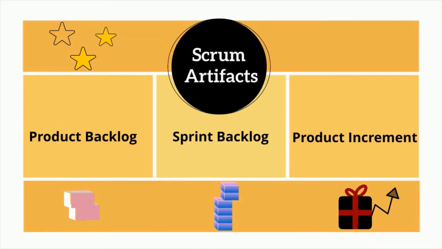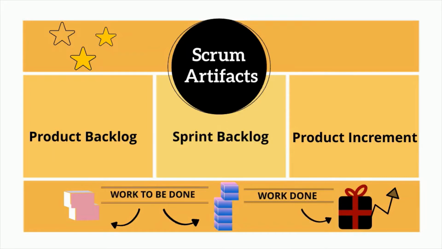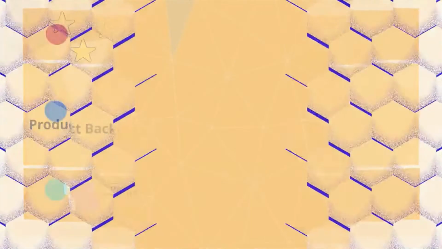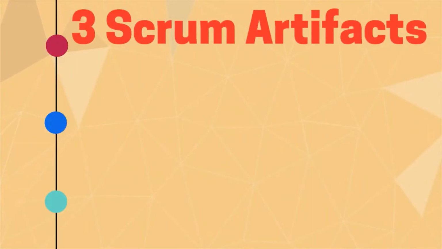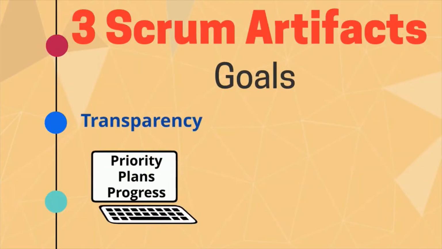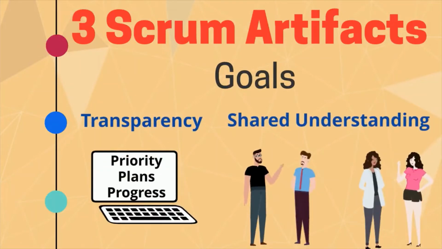The product backlog and sprint backlog both represent work to be done that will add value. The product increment is the amount of the product that has been finished or done during a sprint. The three Scrum artifacts all have the same purpose or goal of increasing transparency and promoting a shared understanding of the task.